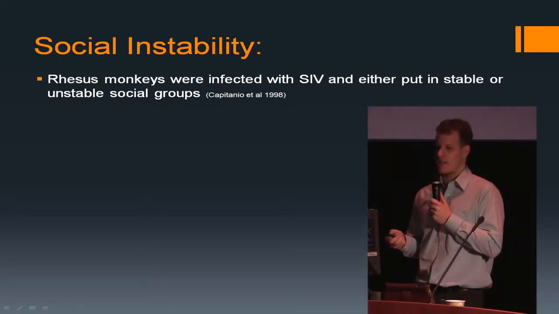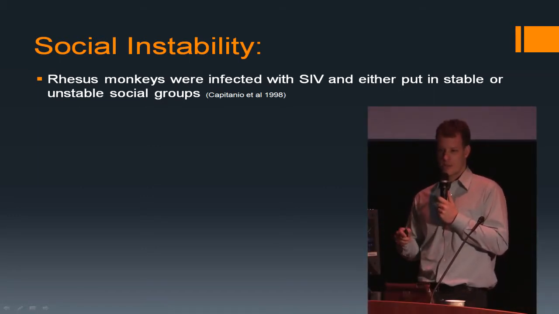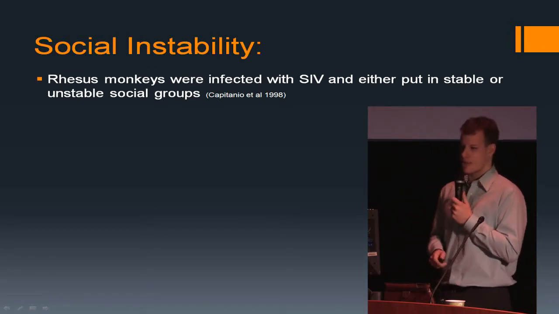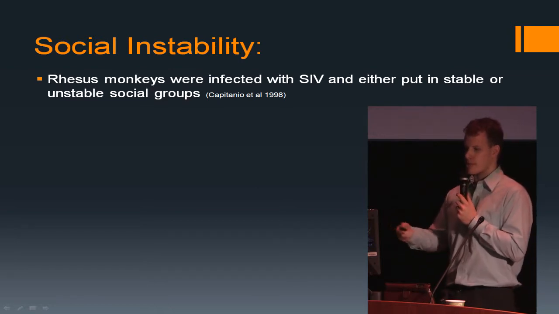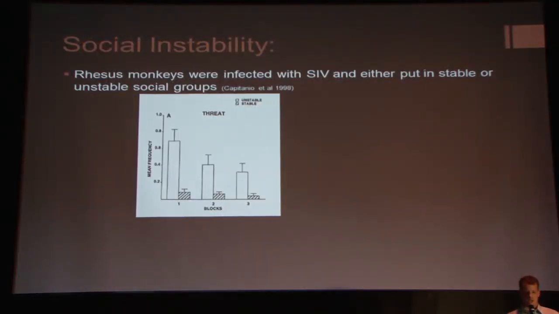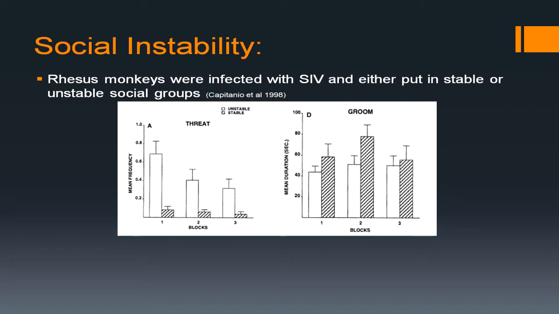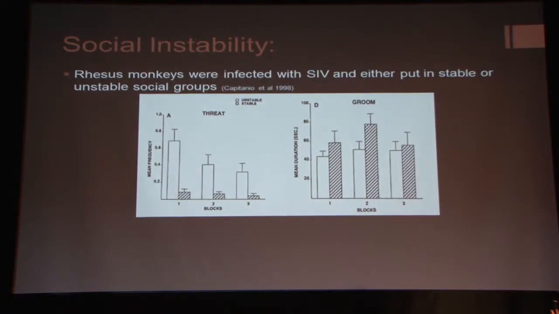They're infected with SIV, and then they're put in either stable or unstable social groups. So the unstable social groups always have rotating members, never the same composition, whereas the stable groups are always the same individual animals. And so here we can see the blocks, they're just different time periods, but the clear bars represent the unstable groups, and the shaded bars here are the stable groups. So you can see that the unstable groups are doing a lot more threatening behavior to each other. And then conversely, when we look at these more positive interactions of grooming, we can see here that the stable groups are the ones doing more of this behavior.